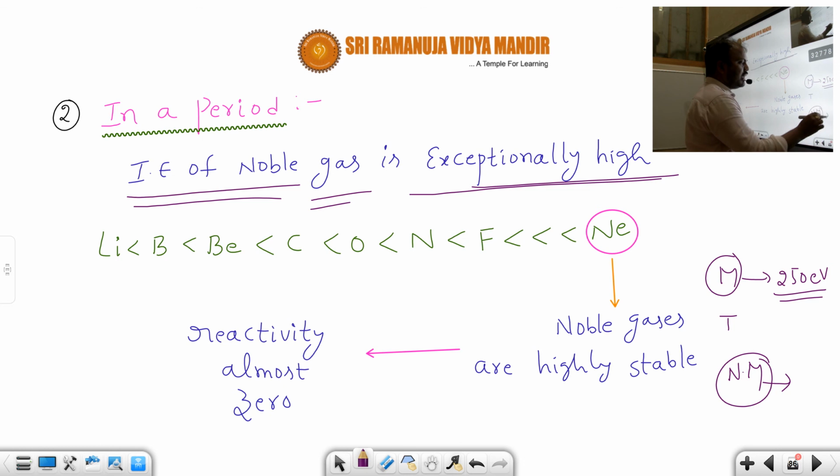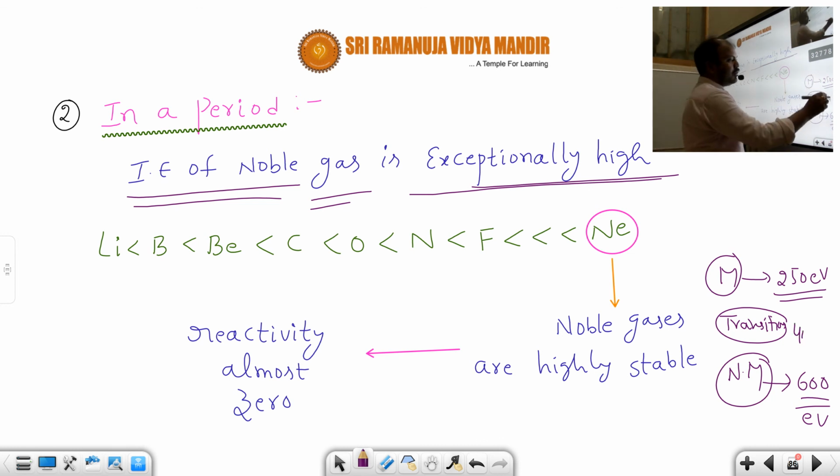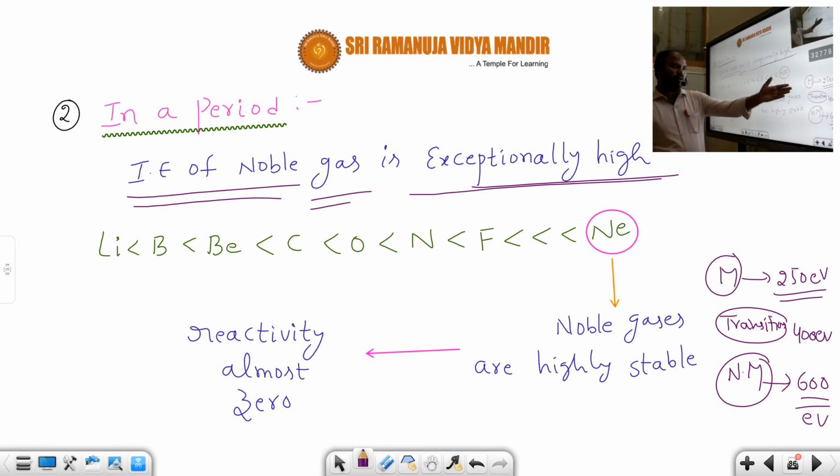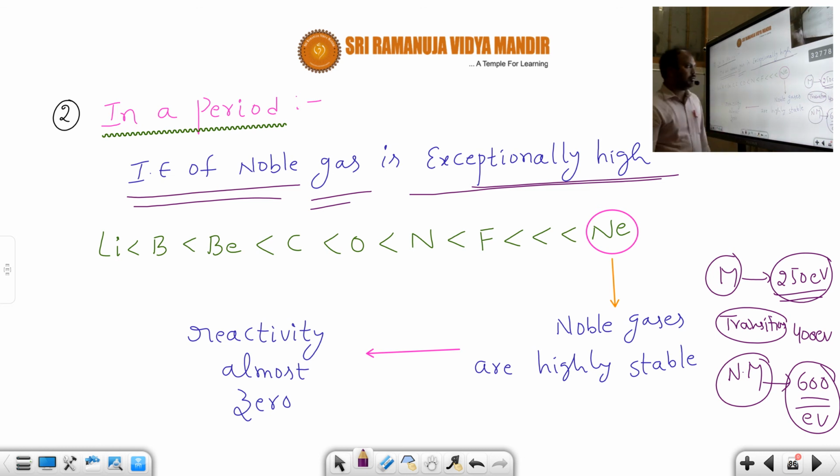Whenever you take a non-metal, it has a high IP, for suppose 600 electron volts. Transition elements, or d-block elements, or transition metals, have IP values midway between metals and non-metals, for suppose approximately 400 electron volts. That means, by using this example, we have to understand that metals have low ionization potential, non-metals have high ionization potential, and transition metals or d-block elements have ionization potential values midway between metals and non-metals.